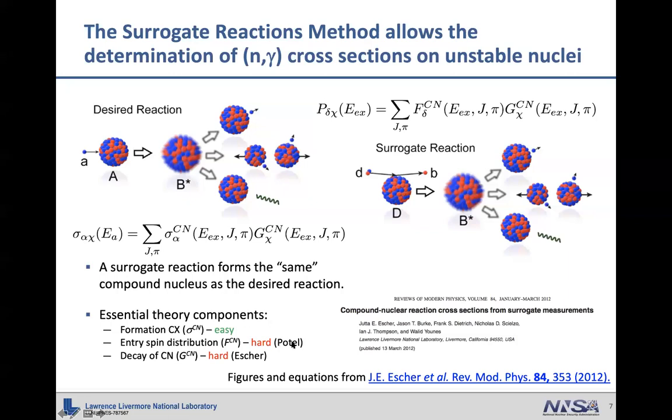So my colleague Gregory Patel, who I'm sure many of you know, worked to develop the formalism for describing the entry spin distribution for the reaction mechanism that I'll spend most of my time talking about, and then the decay of the compound nucleus and how one then puts everything together to extract the cross-section. This is machinery and work that was led by Jutta Escher.